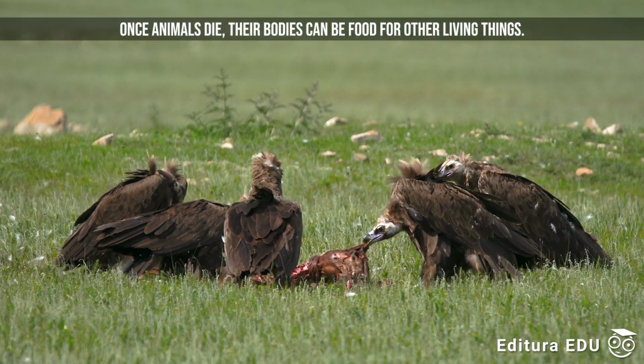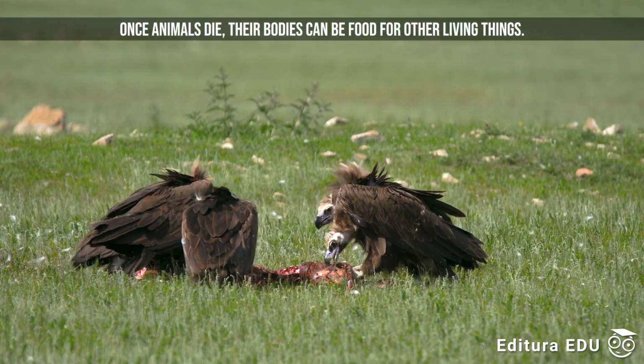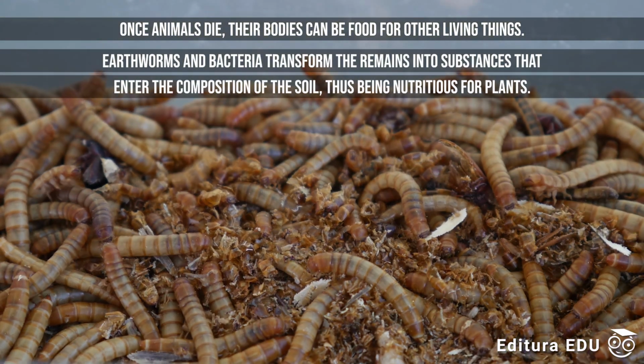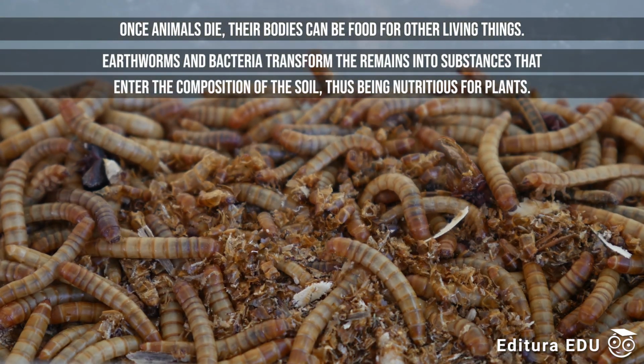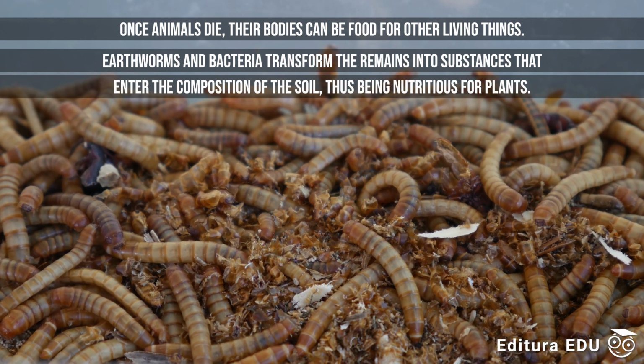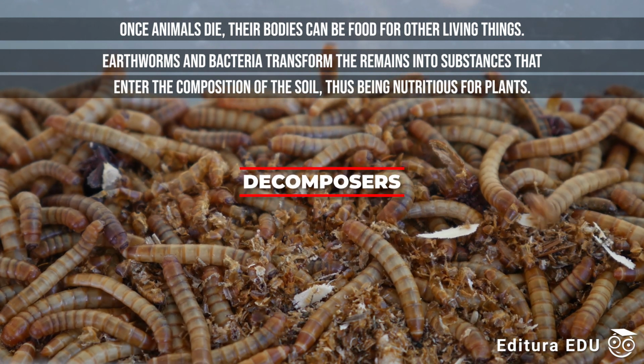Once animals die, their bodies can be food for other living things. Earthworms and bacteria transform the remains into substances that enter the composition of the soil, thus being nutritious for plants. These are called decomposers.